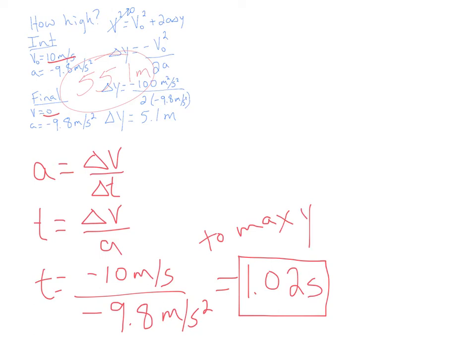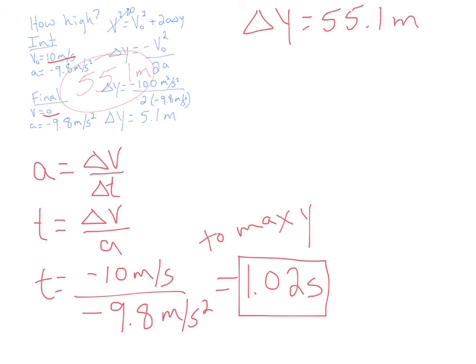Now, that is only the time to the max height. So this is only the time that it takes to travel up. Well, it still has to go from the maximum height all the way down to the surface of the earth. So let's look at that situation separately. And so in that situation, we have basically just an object being dropped from a height of 55.1 meters.